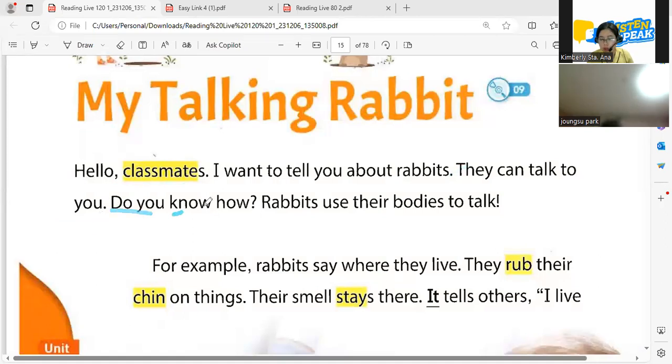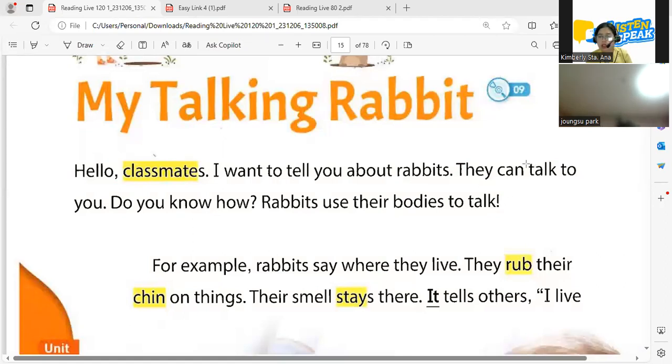Do you know? Do you know how rabbits use their bodies to talk? Okay, again, let's review these words.